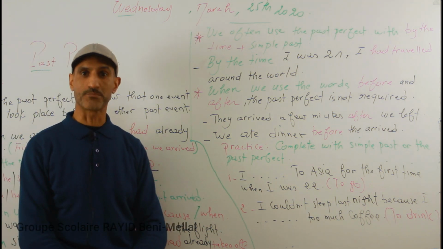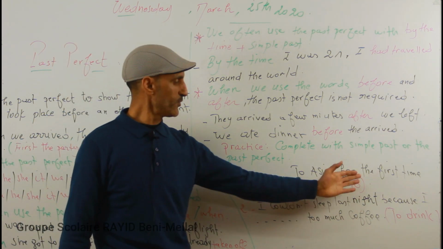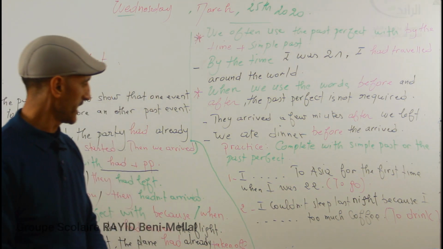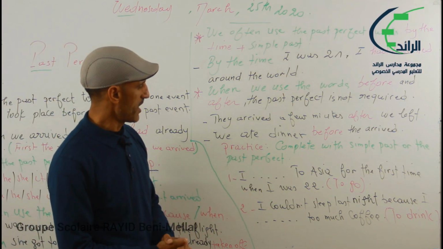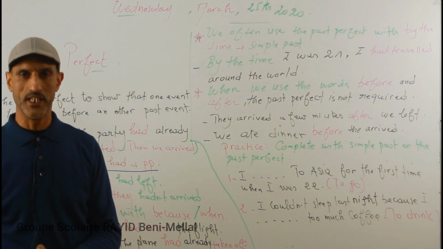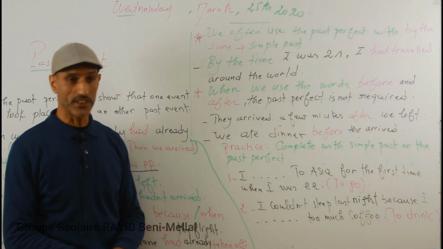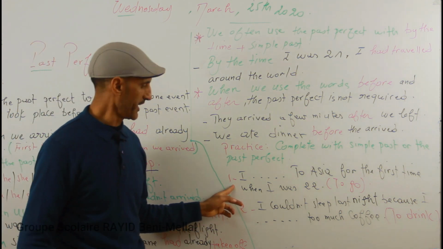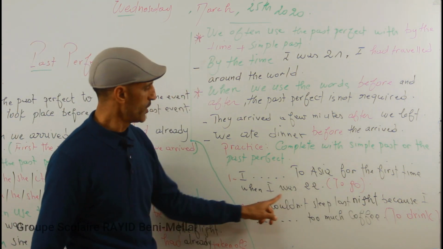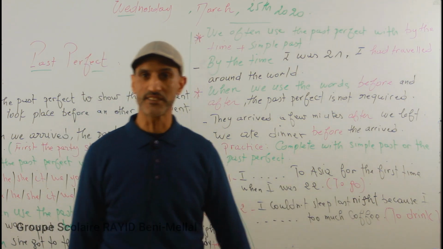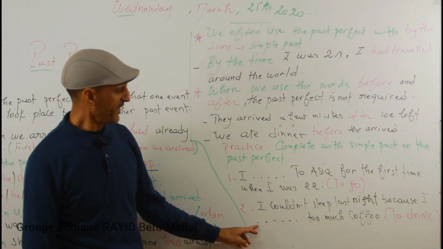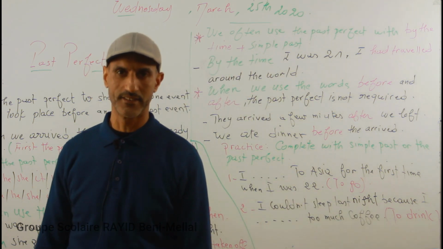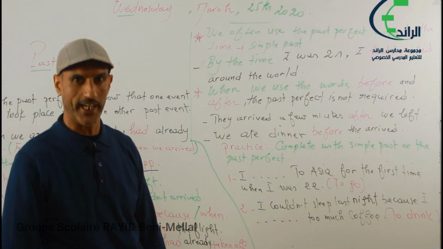Now let's move to the last step, which is practice. We are going to see to what extent you succeeded in understanding the points I have discussed from the beginning. The instruction is: complete with the past simple or the past perfect. It depends on the context, so read the sentence carefully before choosing the right form of the verb. First: I blank to Asia for the first time when I was 22. The verb in brackets is to go. The second one: I couldn't sleep last night because we blank too much coffee. The verb is to drink. We have 1 minute to think about the exercise.